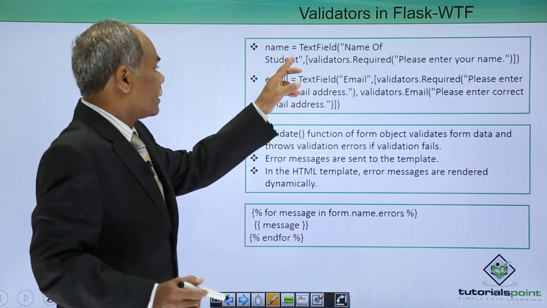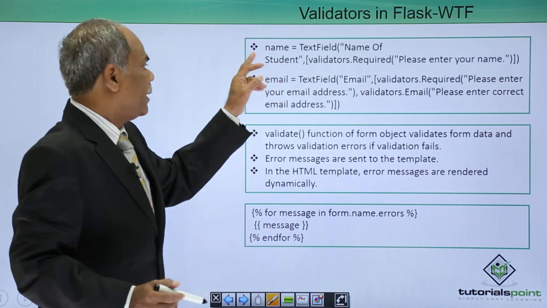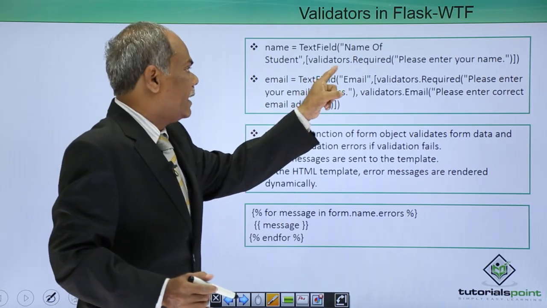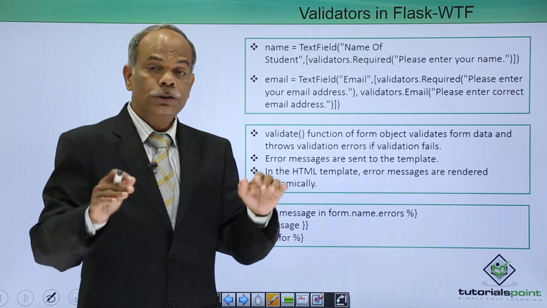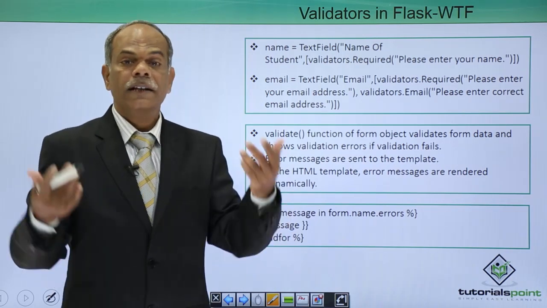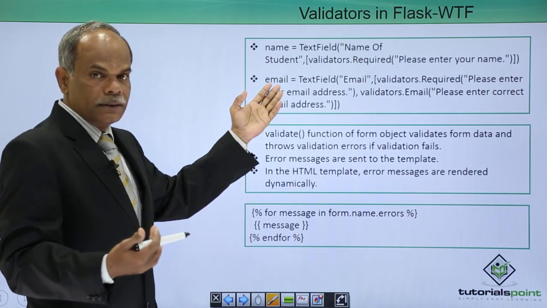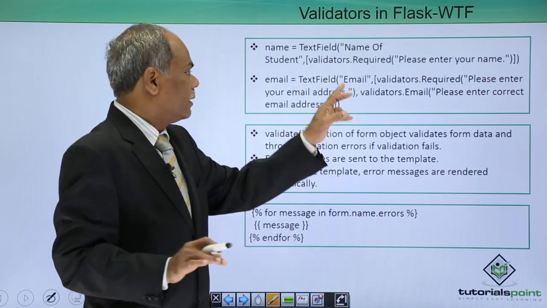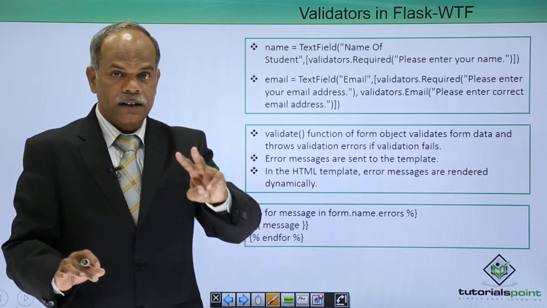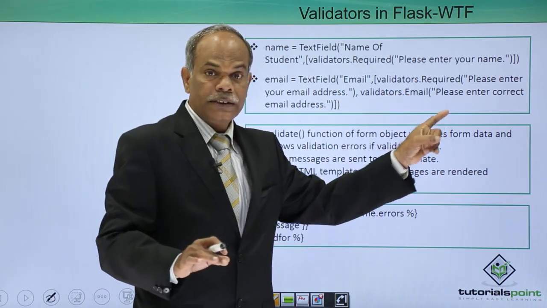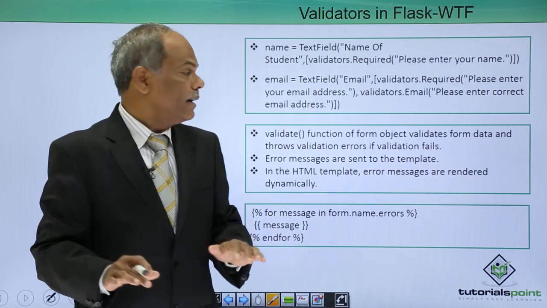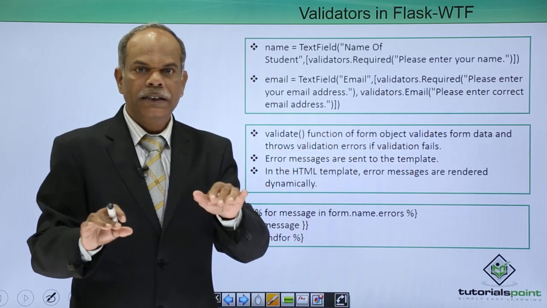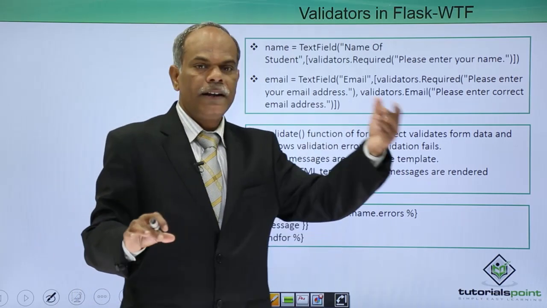For example, text field is the form field that I have used. Name is equal to text field. This is of course the caption, name of the student. The validator applied is data required, which means that there should be data in the field. If not, then it will raise an error. Another example I can show, email is equal to text field. In order to write email, I am providing a text field. This is the caption. Two validators are applied. One is data required, which means that there must be certain data typed in it, and secondly the email validator, which will verify whether the text typed is according to the email ID convention. If not, it will raise the error.